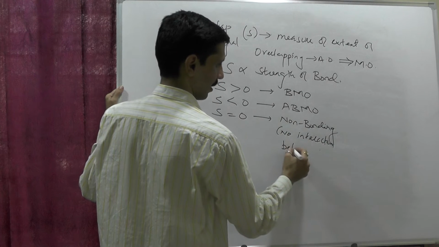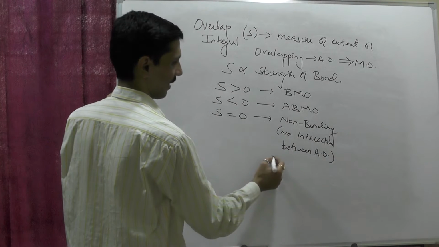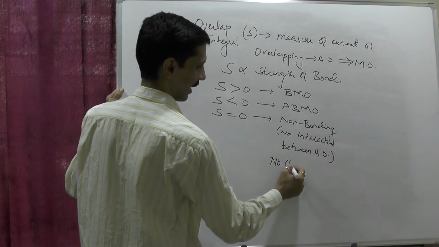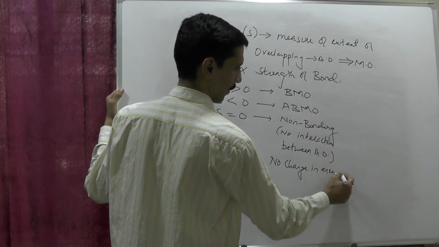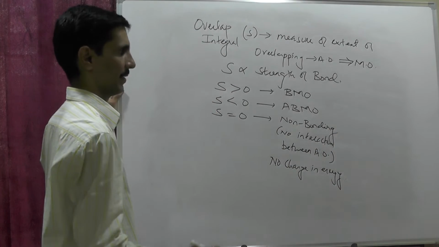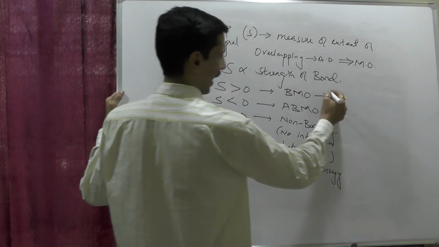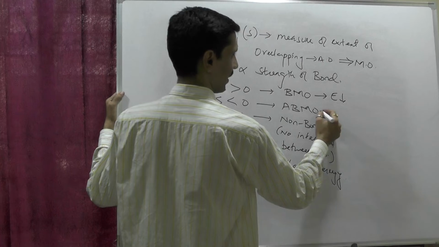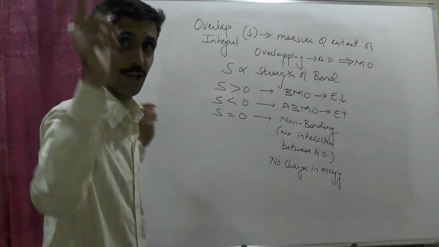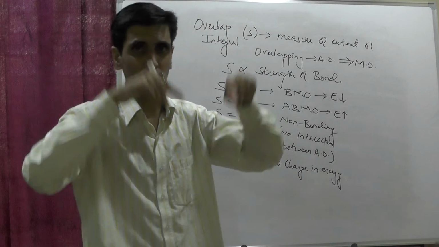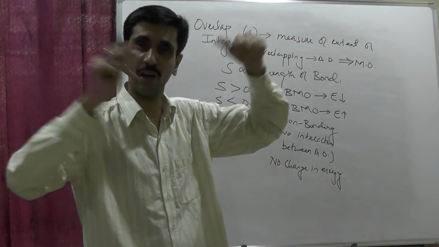between the atomic orbitals. And therefore I say that there is no change in energy when we compare it with respect to the corresponding atomic orbitals. Here the bonding molecular orbitals have less energy. Here we say energy is high as compared to what? The atomic orbitals which are involved in overlapping. Because this is a comparison. Whenever I say high energy or low energy, it's always a comparison.